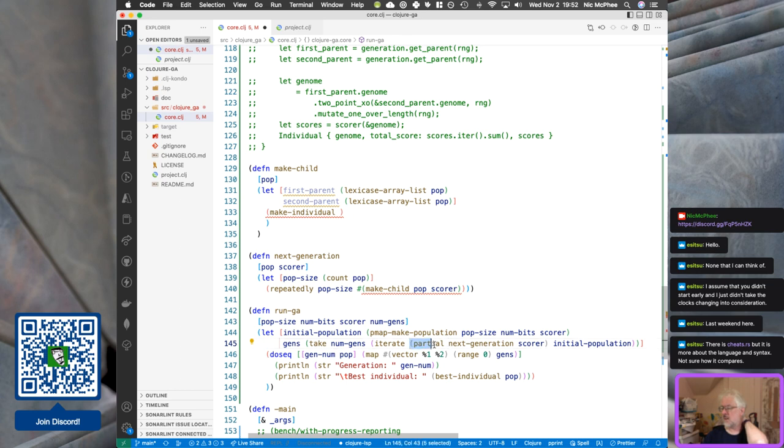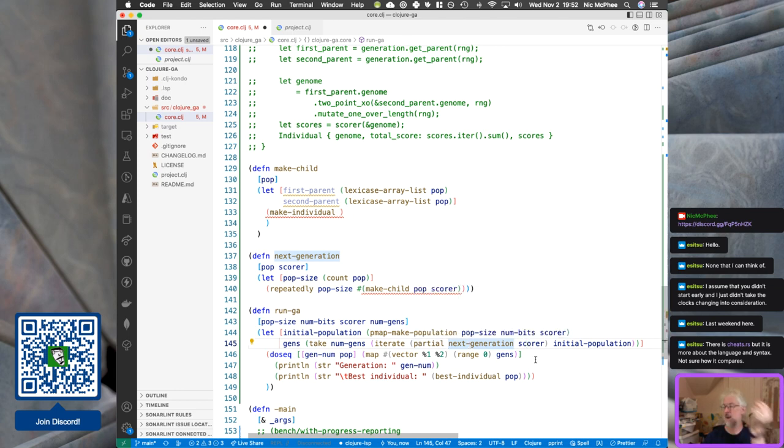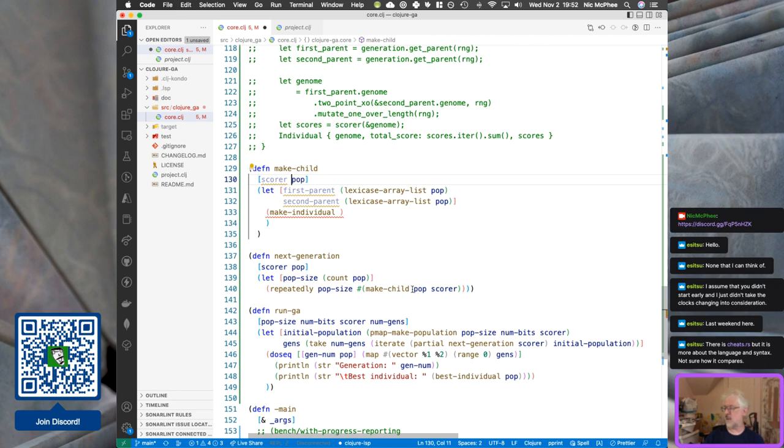So we're going to want to take this. Basically, we're going to want to say next generation with this score and a population, and partial is going to take this function and this one argument and then give us a new function that's ready for the next argument. But that requires that we put score first in there. And so probably want to make it first here just to be consistent. Score, boom, boom, boom. Yeah.